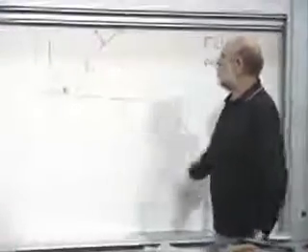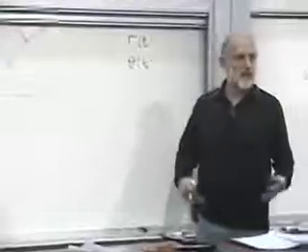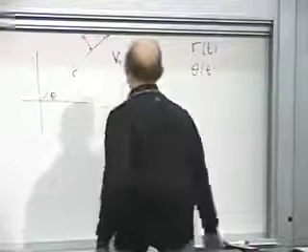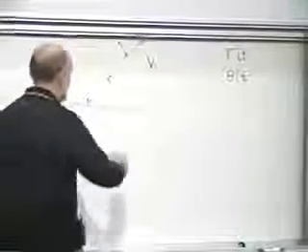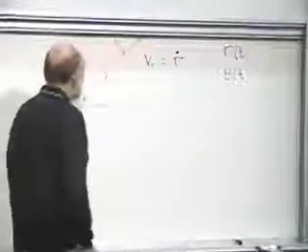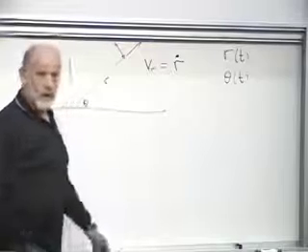One of them is the component along r, and I will not work this out for you, but you won't be surprised if I tell you that the component of velocity along r, v sub r, the velocity along the r direction, is just r dot. If r is changing, then there's a component of velocity along r, and it's just r dot.